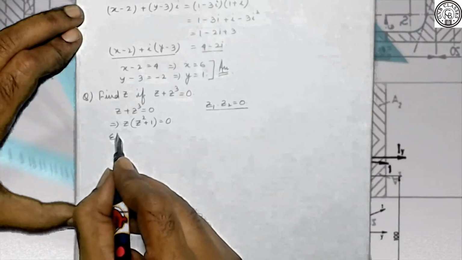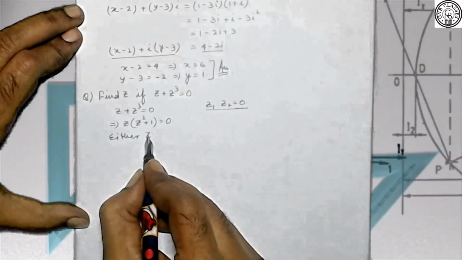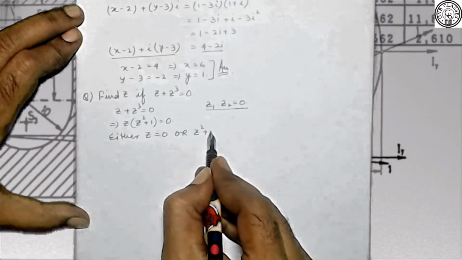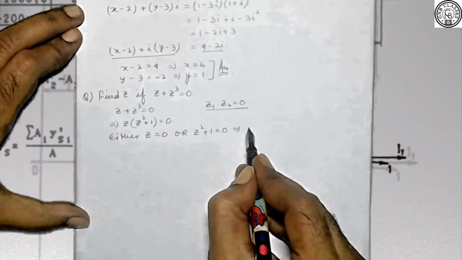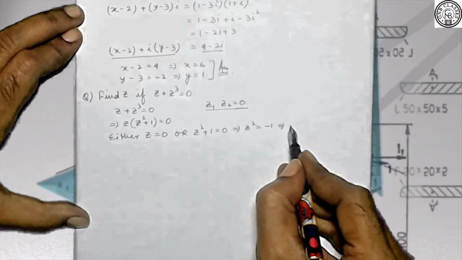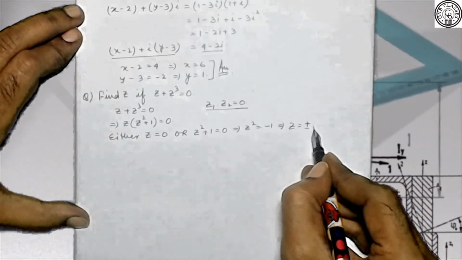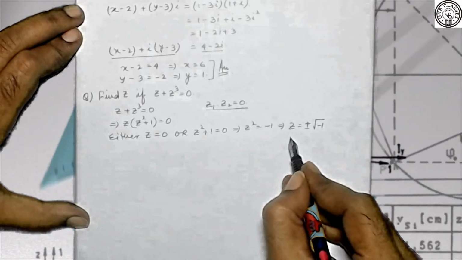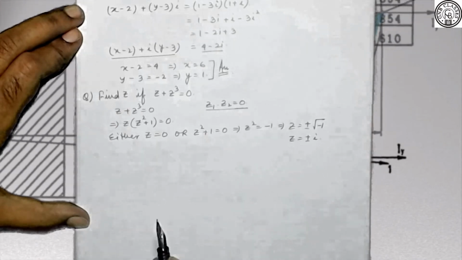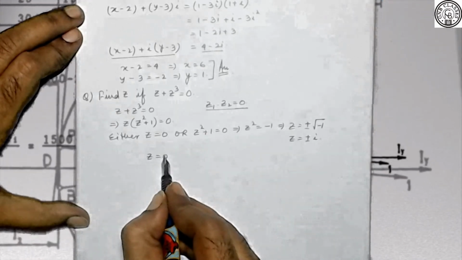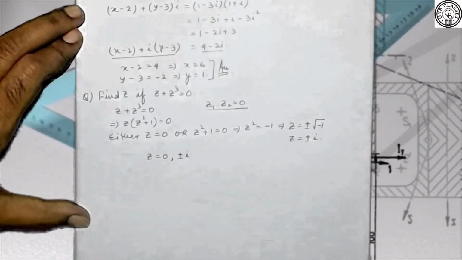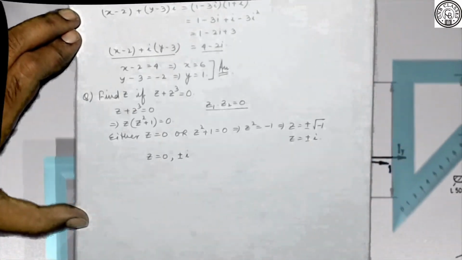So here either z equals 0 or z² + 1 equals 0. That implies z² is minus 1, which implies z is plus minus under root minus 1, which gives us plus minus i. Is it clear? Therefore, the solution is either z is 0 or z is plus minus i. Is it clear? Let us take another problem.